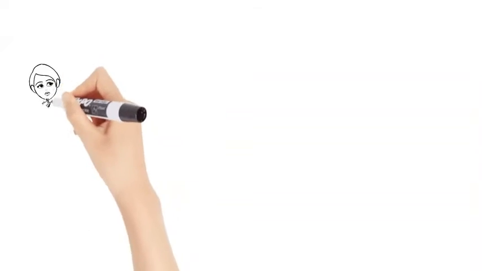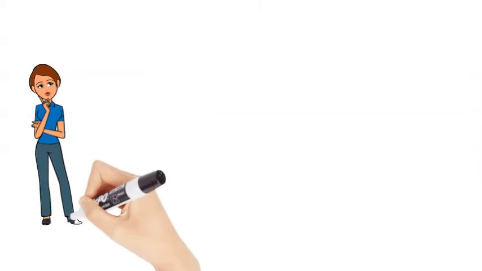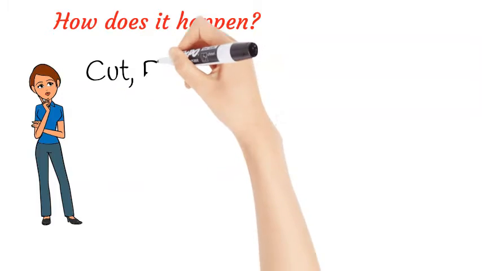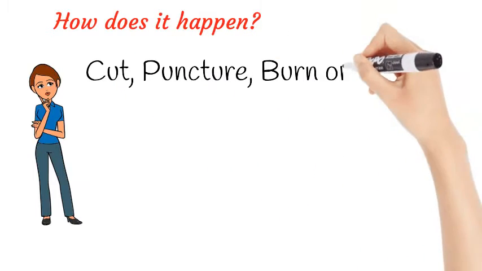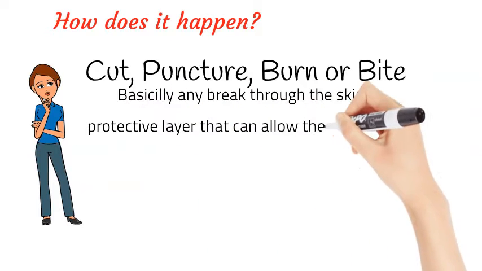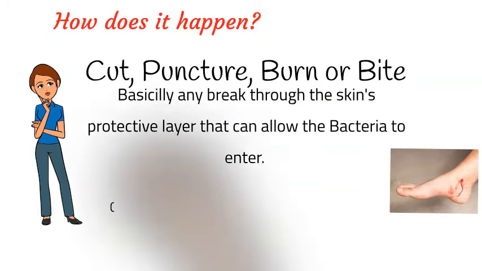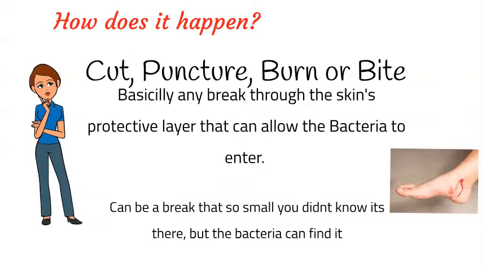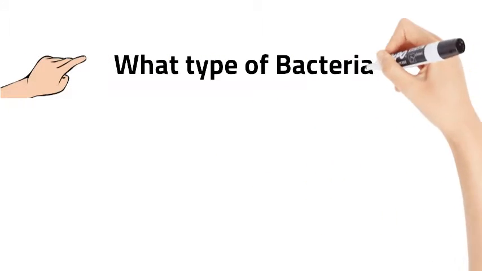So now you know what cellulitis is and what it affects. But how does it happen? Well, any cut, puncture, burn, or bite, basically any break through the skin's protective layer, can allow the bacteria to enter. This break can be so small that you didn't know it was there, but the bacteria can still find it.